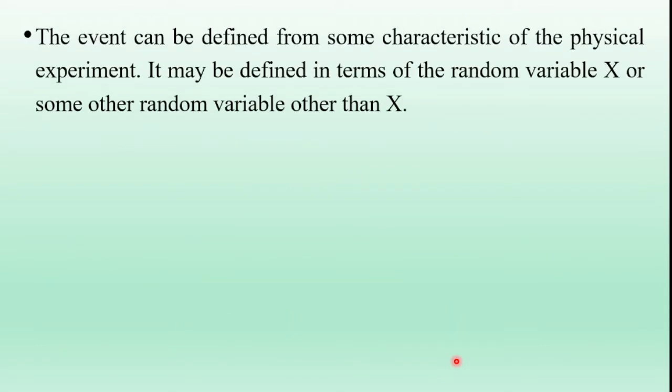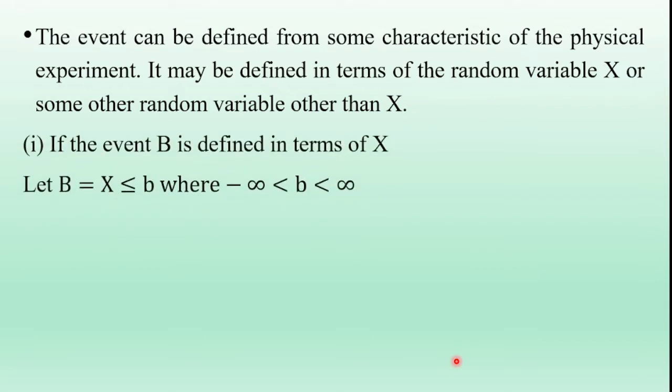The event B can be defined from some characteristics of the physical experiment. It may be defined in terms of the random variable X or some other random variable other than X, that other random variable may be Y. There are two cases, and the first case is if the event B is defined in terms of the random variable X, so that event B is defined as capital B equals X less than or equal to b, where the range of b is minus infinity to plus infinity.